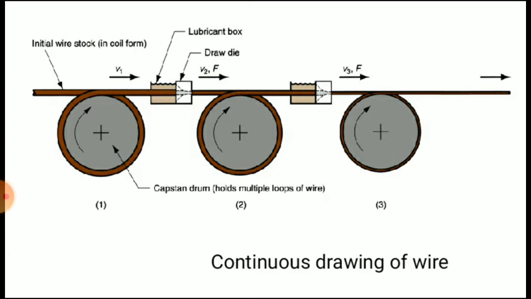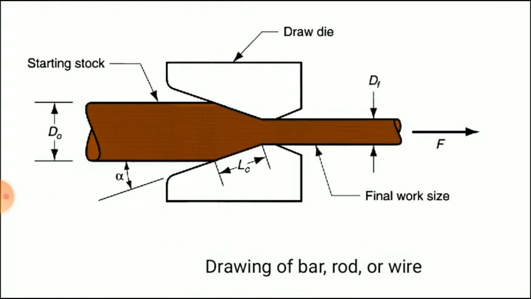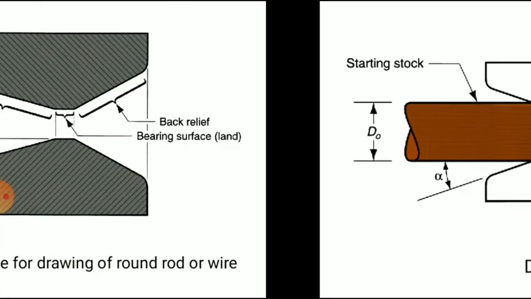The capstan drums are rotating, and the wire is pulled from one end, from the right hand side. Now this is a die. The reduced diameter wire is shown at the right hand side, and at the left hand side there is the wire stock or the bar stock. For drawing of bar, rod and wire, the same die is used, called a draw die.